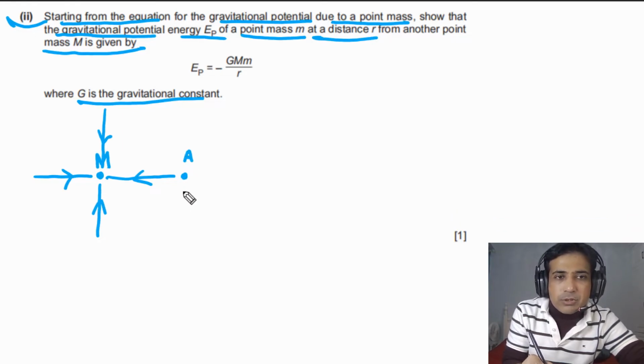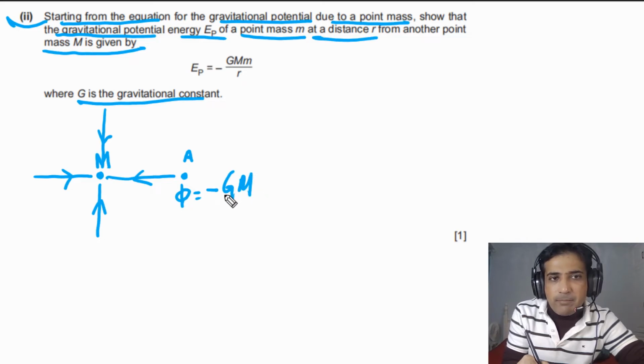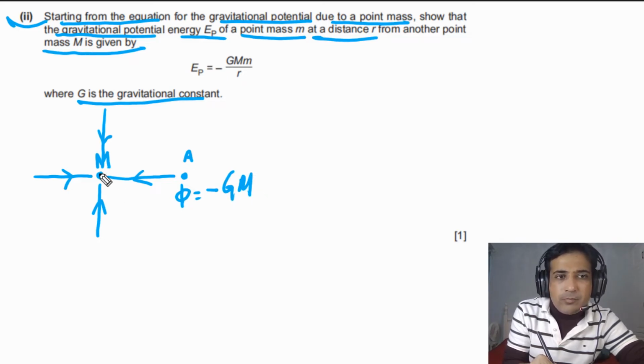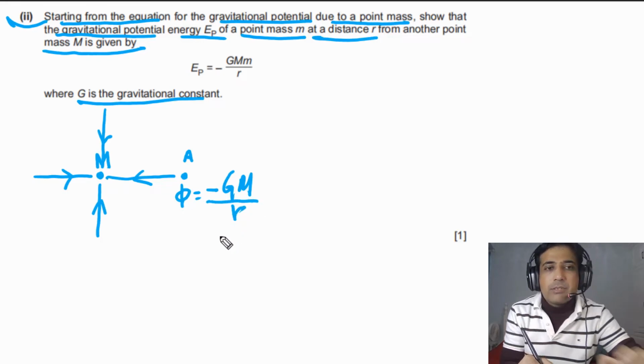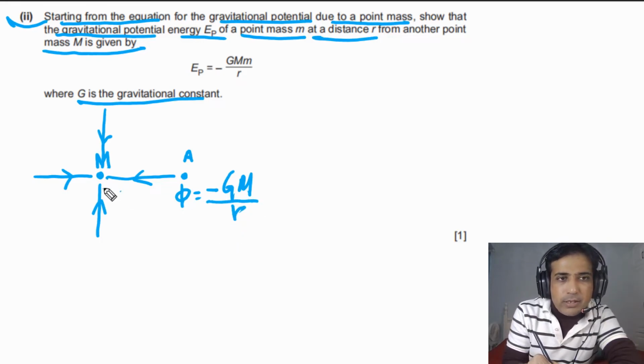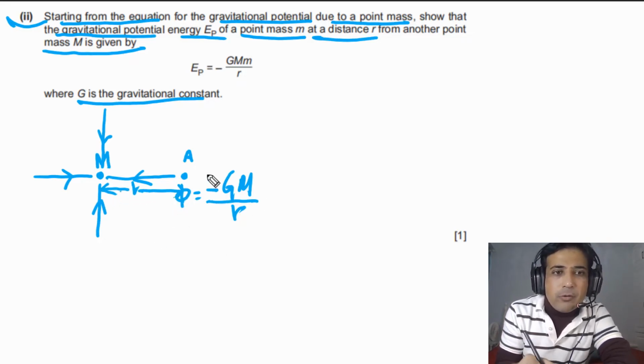So the potential at this point due to this capital M will be equal to minus capital G capital M over R, and R is the distance from this point mass to this point. So R is the distance. So we can also write down, in this case, R is the distance from the point mass. Now we bring another mass, small m, and we place it at this point.